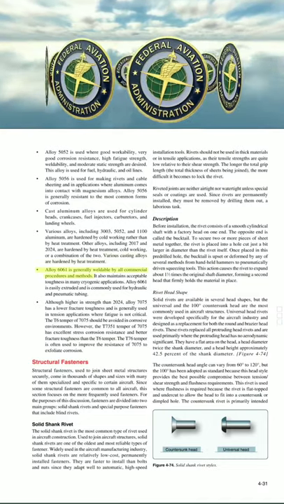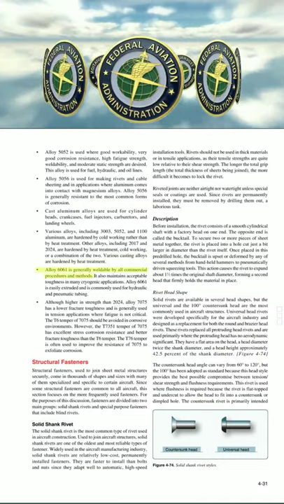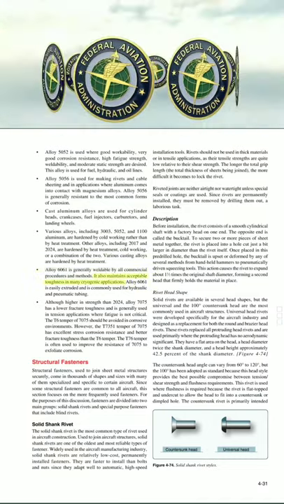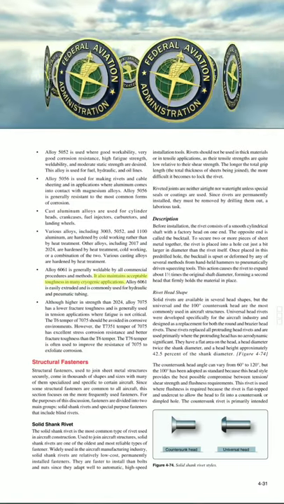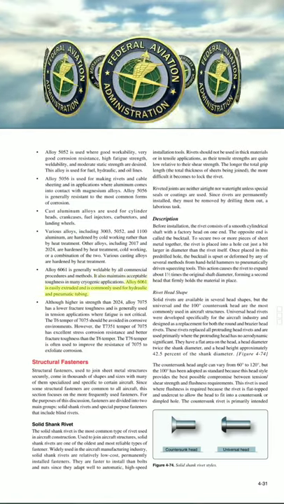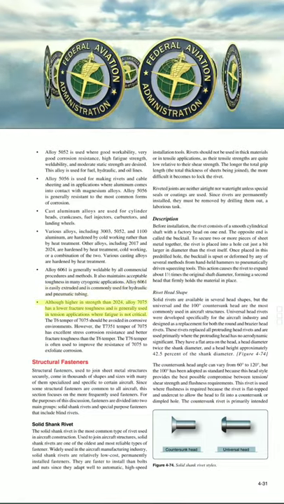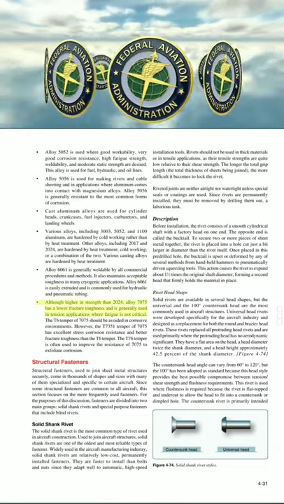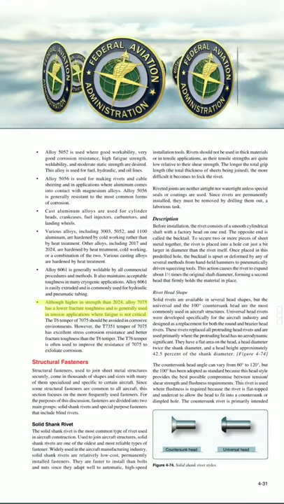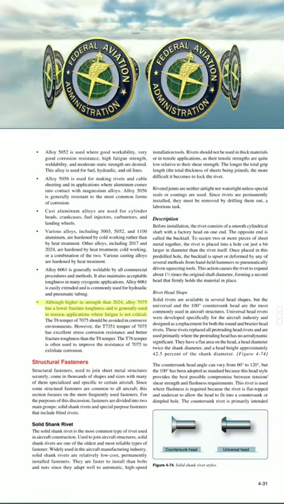Alloy 6061 is generally weldable by all commercial procedures and methods. It also maintains acceptable toughness in many cryogenic applications. Alloy 6061 is easily extruded, and is commonly used for hydraulic and pneumatic tubing. Although higher in strength than 2024, alloy 7075 has a lower fracture toughness, and is generally used in tension applications, where fatigue is not critical.